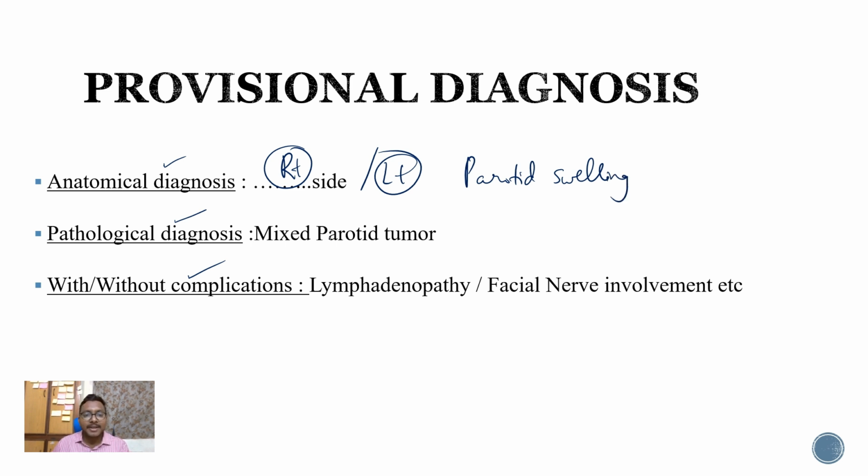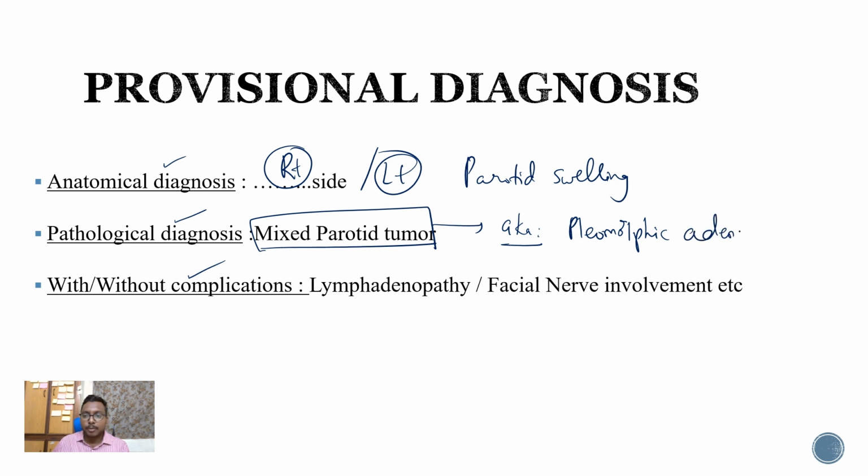probably a benign tumor. If it is benign, you will mention mixed parotid tumor, which is just another name for pleomorphic adenoma. Pleomorphic adenoma is a pathological term, and mixed parotid tumor is a clinical term. Okay, so better you use the word mixed parotid tumor rather than pleomorphic adenoma. And you should tell whether there are any associated complications, like whether there is any lymphadenopathy or facial nerve involvement or not. Okay, so these are the important components of provisional diagnosis in a parotid swelling.